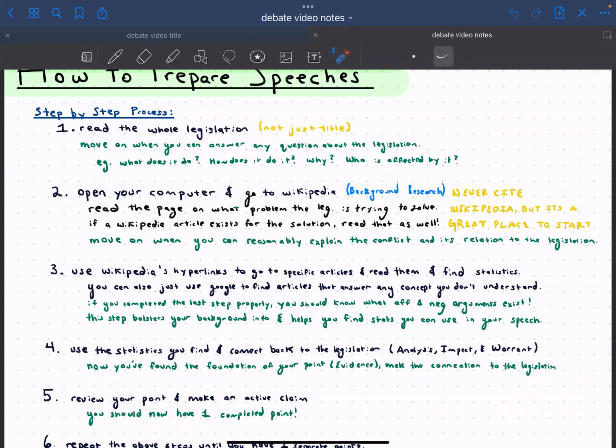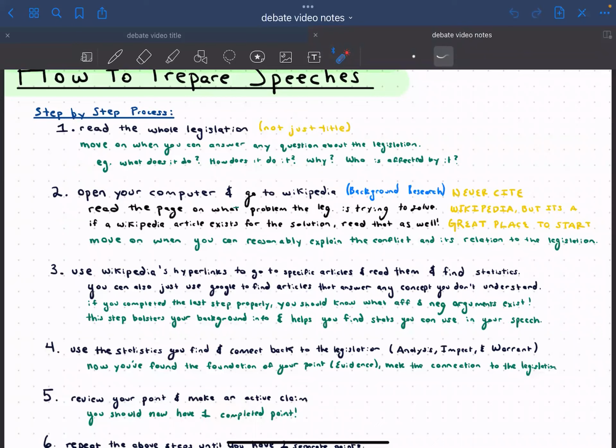So read the page on whatever the problem the legislation is trying to solve. So for example, if it's like a foreign policy bill about increasing aid to Afghanistan, then maybe search up US's involvement in Afghanistan in the past as a Wikipedia article and see what that article can provide to you in terms of information. Usually there'll be a lot of great info on these articles, and they'll develop, like I said, the foundation for you to understand other different arguments.